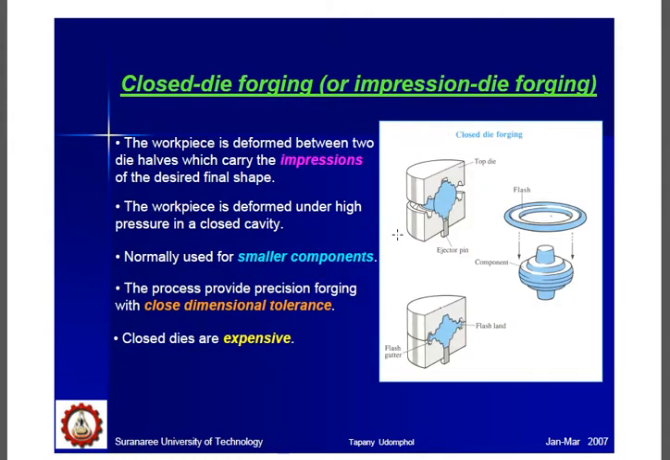Closed die forging, or impression die forging. The workpiece is placed between two die halves which carry the impression of the desired final shape. The workpiece is deformed under high pressure in a closed cavity, normally used for smaller components. The process provides precision forging with low dimensional tolerance. The dies are expensive.